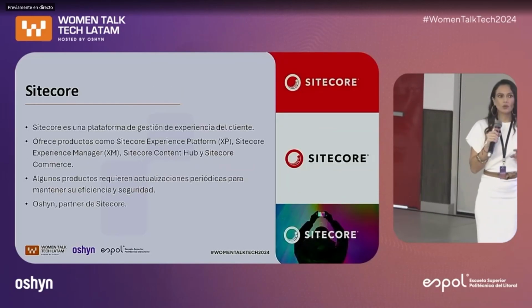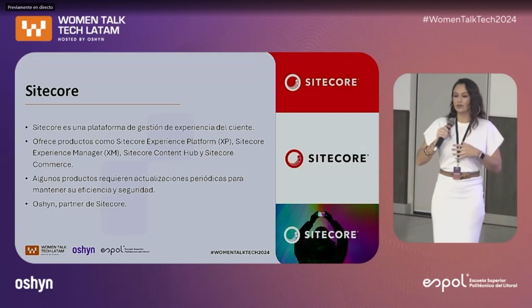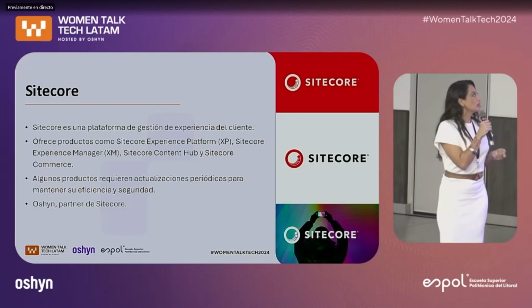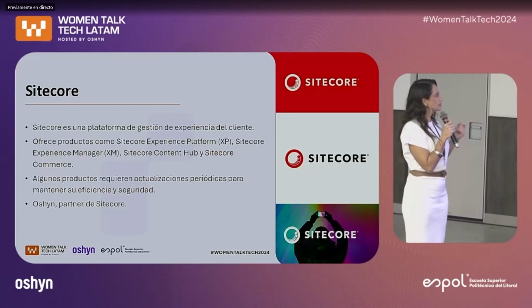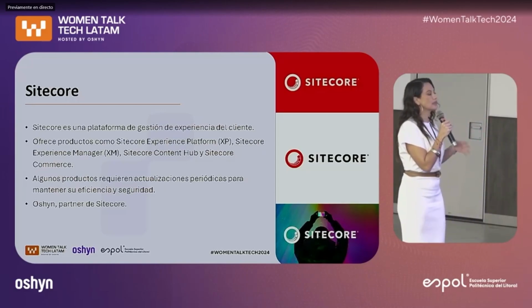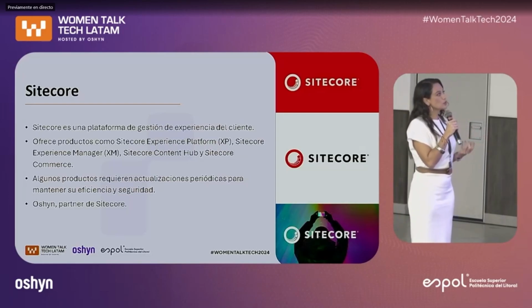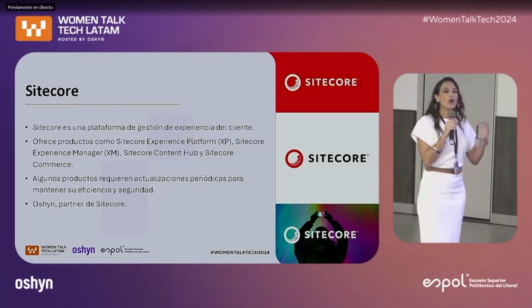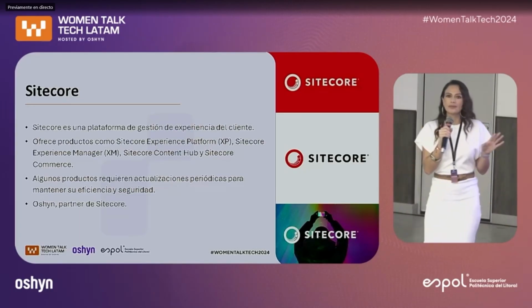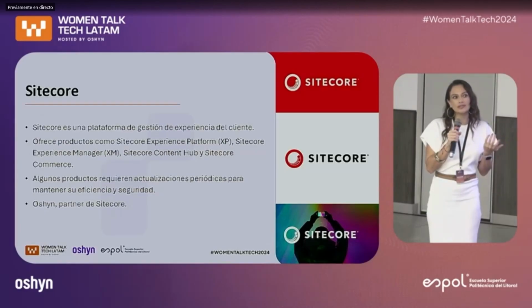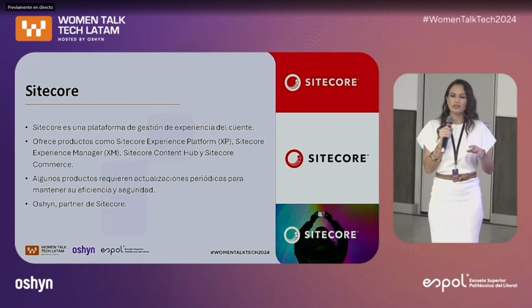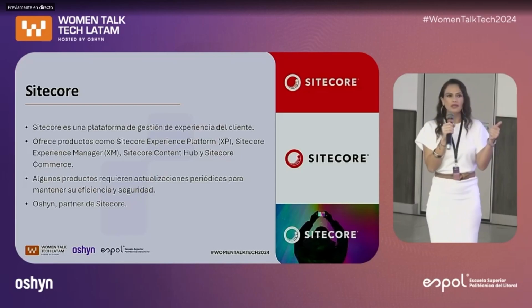I wanted to mention Sitecore, which is one of the technologies, and this is a very important management platform that generates and offers a portfolio of products that includes updates and systems and services, amongst which are the ones that are on the screen right now. Sitecore Experience Platform, Sitecore Experience Manager, offering several services. And some of these products require periodic updates for efficiency and security. Oshyn is a partner of Sitecore, therefore for marketing and sales, what we can do through the report once we run it is to identify what technology it is using.